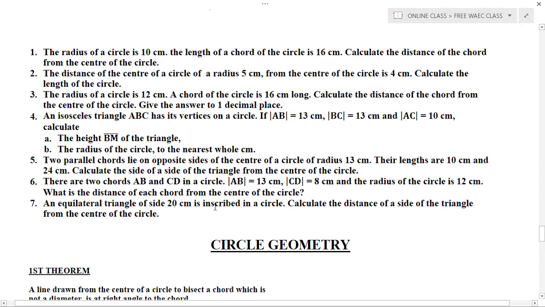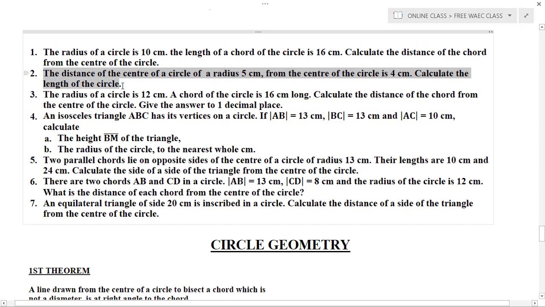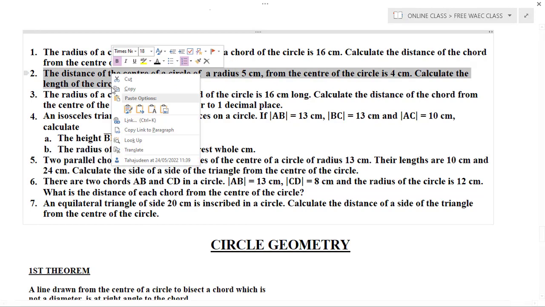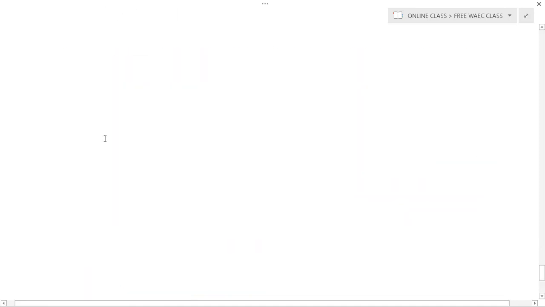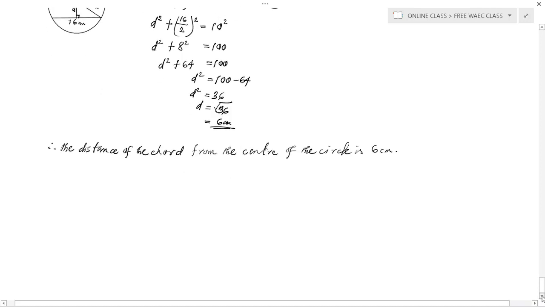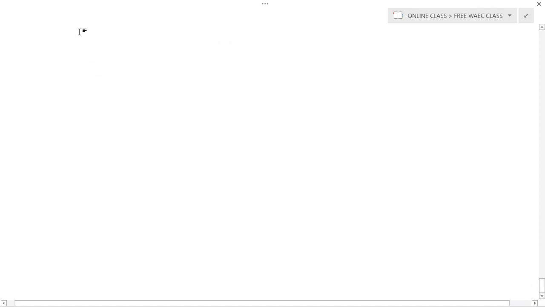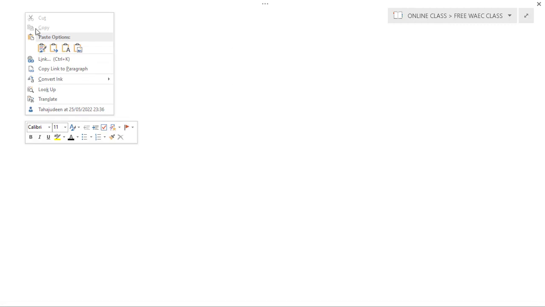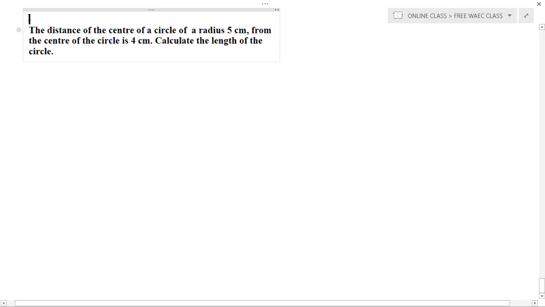Let's pick number 2 question. Number 2 question is loading. So we're going for number 2 now, so that we can be happy. So we have number 2 here. This is example 2 now.